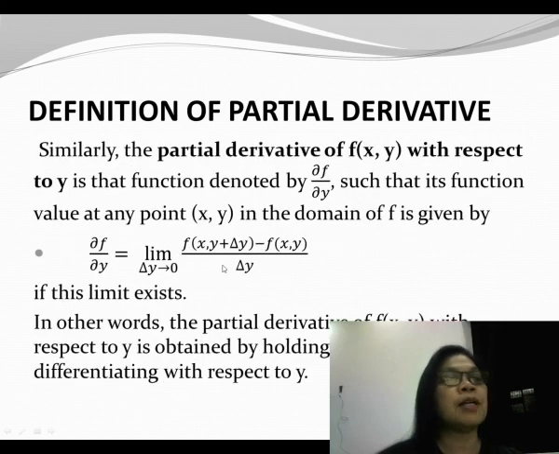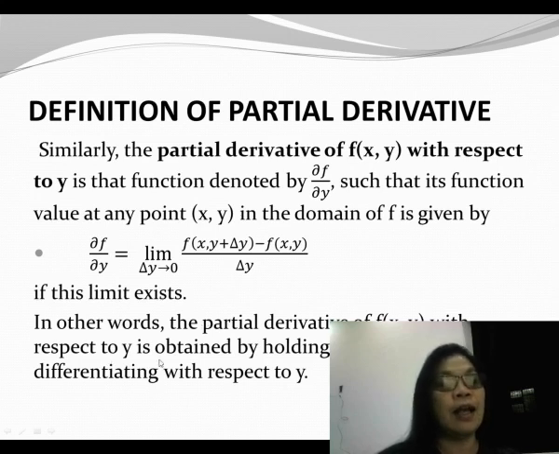Similarly, since there are two independent variables, we can consider the partial derivative with respect to y. This is also the limit of the function, but this time as delta y approaches 0. This is equal to the limit of f of x, y plus delta y, minus the function f of x and y, divided by delta y. And again, if this limit exists, then the partial derivative of the function f(x, y) with respect to y is obtained.